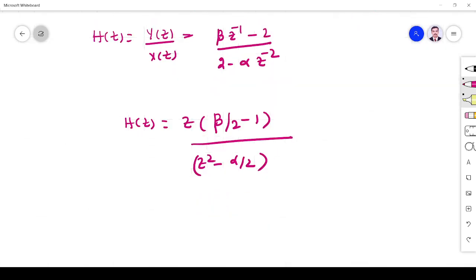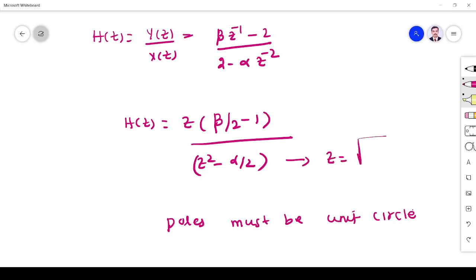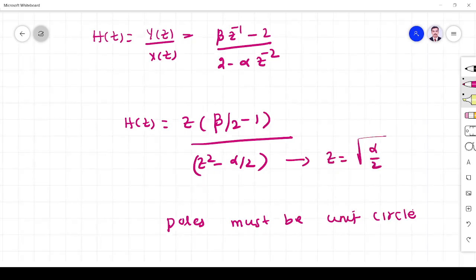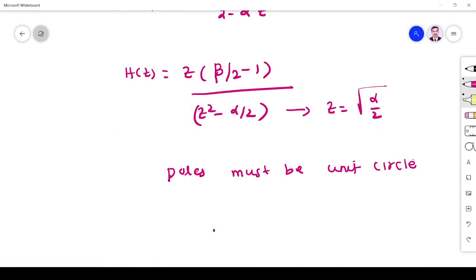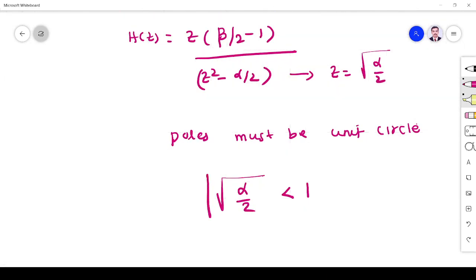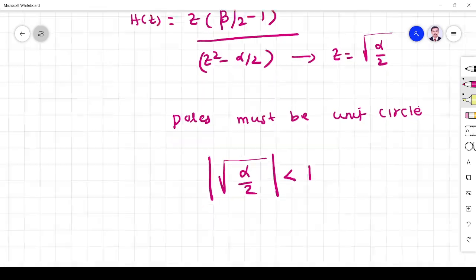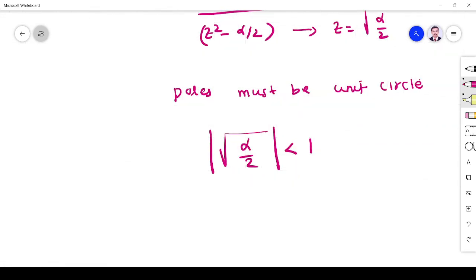For a system to be stable, poles must be inside the unit circle. That's what we know in an LTI system, right? So what is the pole here? Here the pole is z equal to root of alpha by 2. As per the condition, the pole must be inside the unit circle, so the magnitude of the pole must be less than 1. If you simplify, what you get is root alpha is less than root 2. So alpha is less than 2.